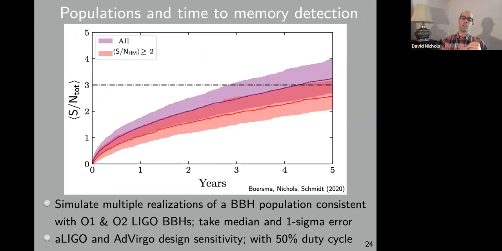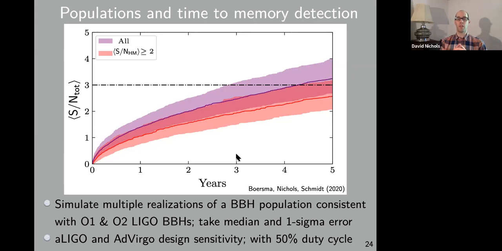Unfortunately, this is a bit optimistic. So this used sort of one event and assumed the entire population was like this event. Both a master's student, Albert Boersma, and a collaborator, Patricia Schmidt, we repeated their calculation and looked at how long it would take to accumulate a 3 sigma significant detection in the advanced LIGO and Virgo detectors at their design sensitivity, using a realistic population.